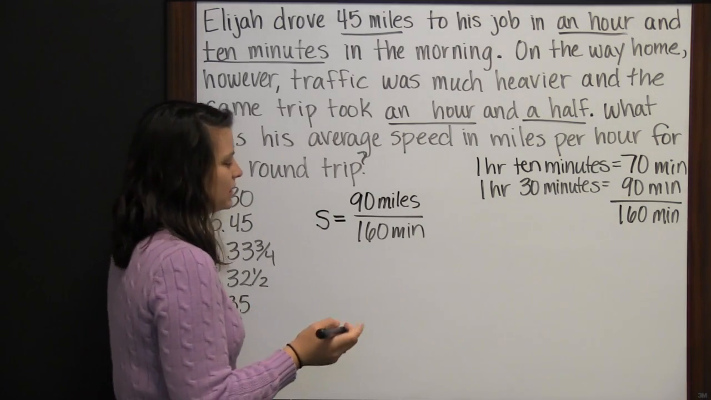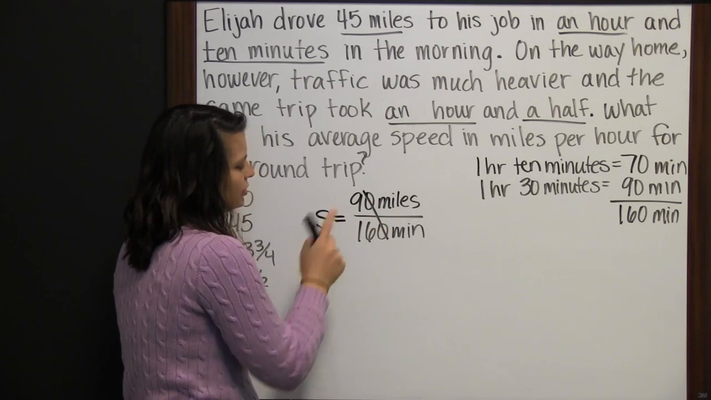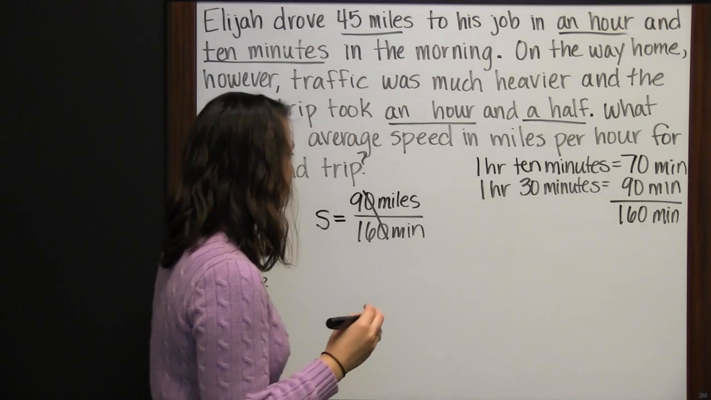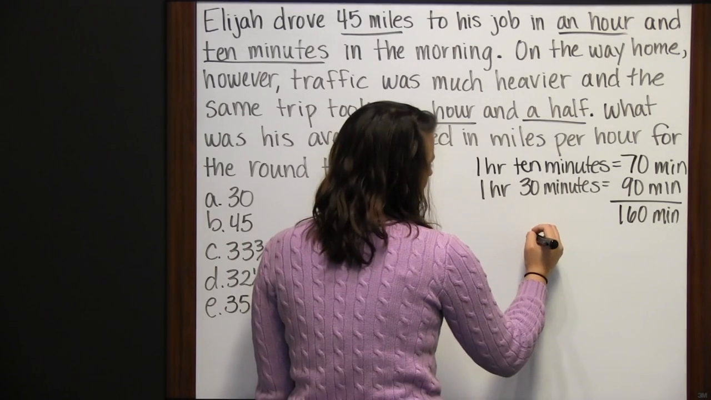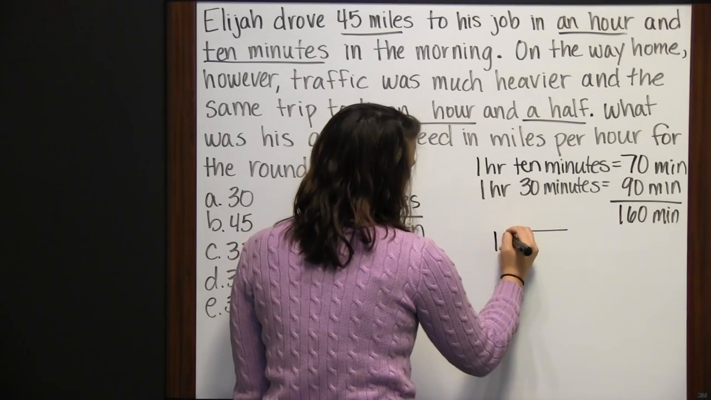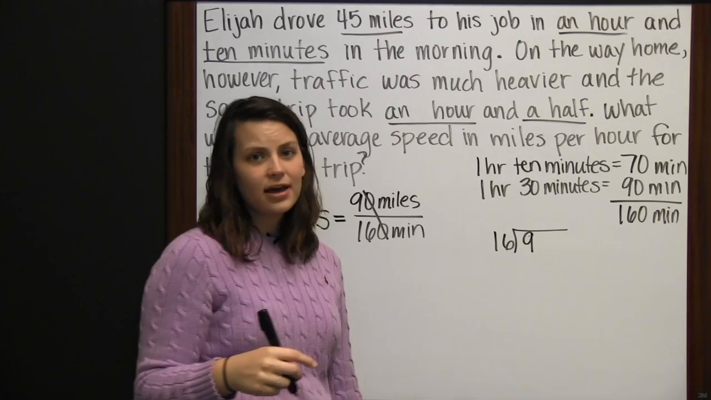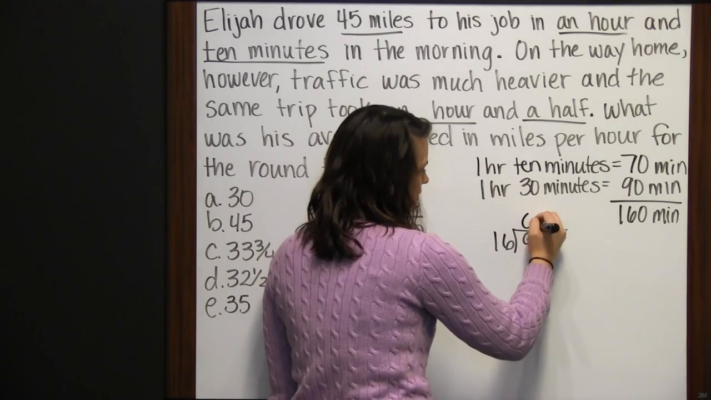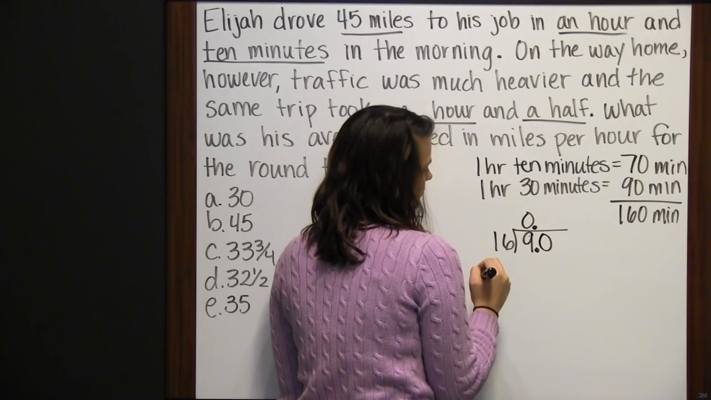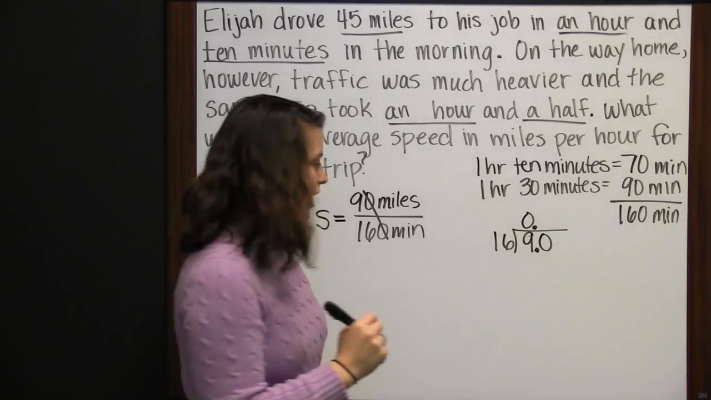Well, the first thing I could do to simplify this is I could cancel a zero. So now it's just 9 divided by 16, which will be a lot easier to work with. So I have 9 divided by 16. 16 doesn't go into 9 at all. That's 0, which means I'm going to need to add a decimal and a 0. 16 goes into 90 5 times.